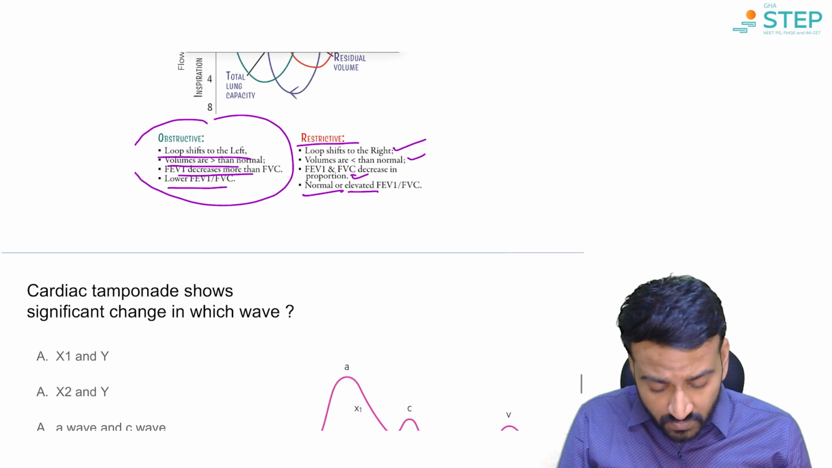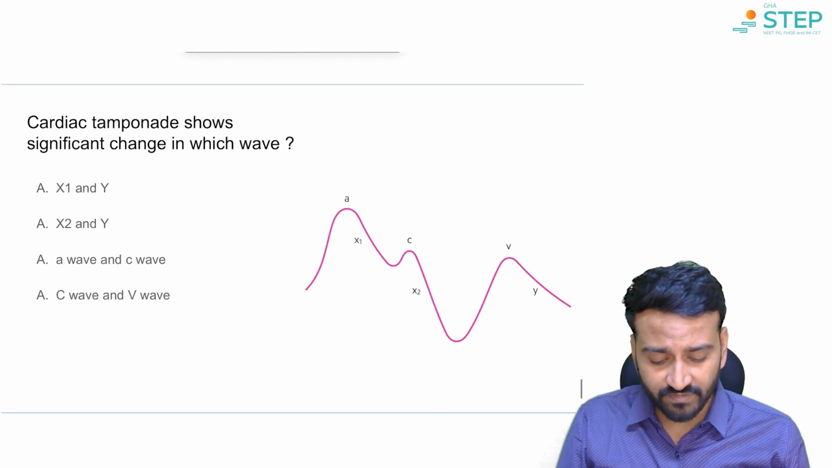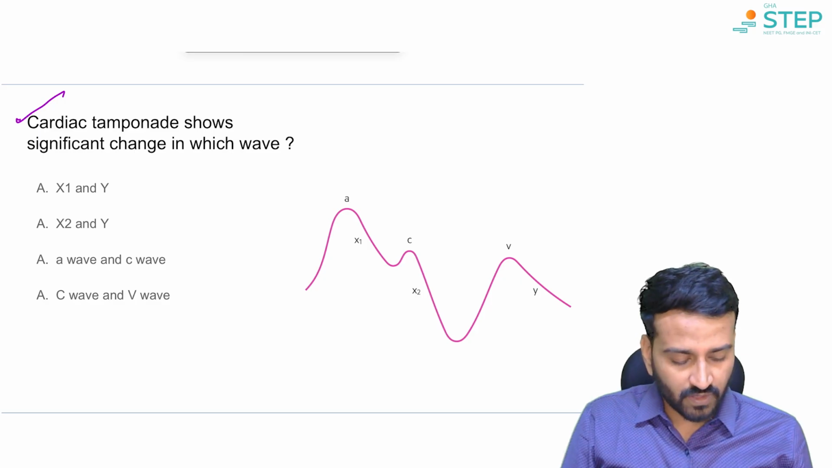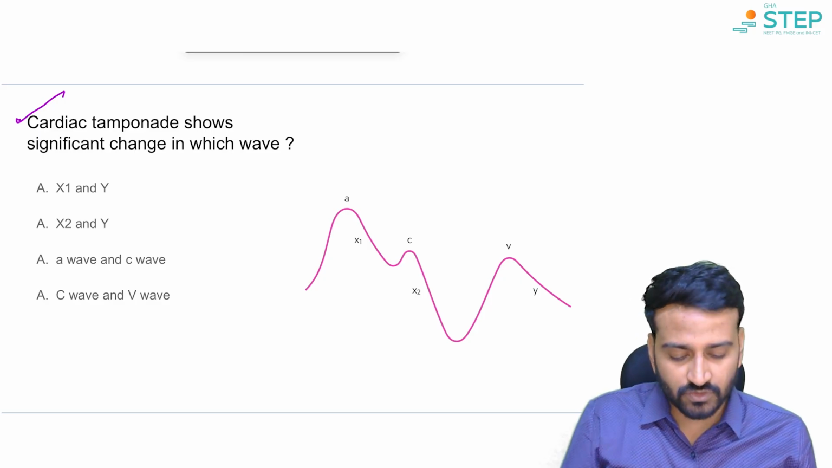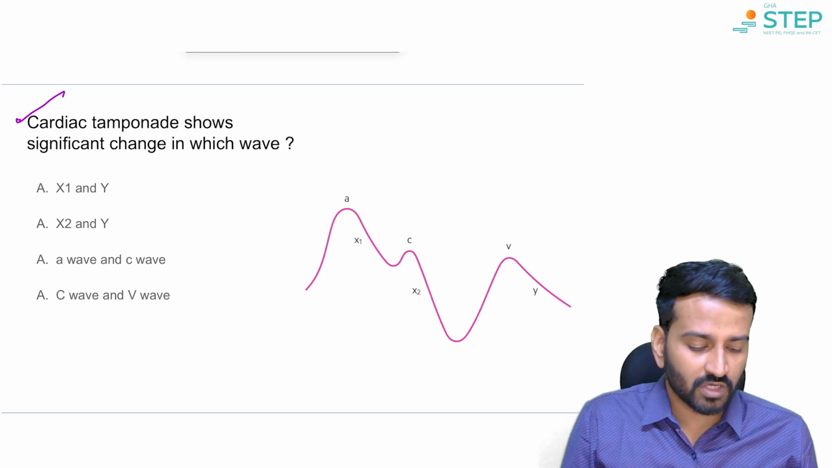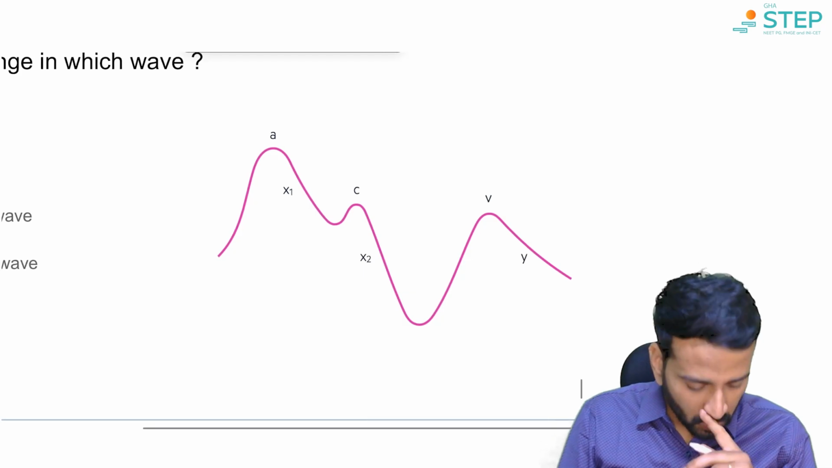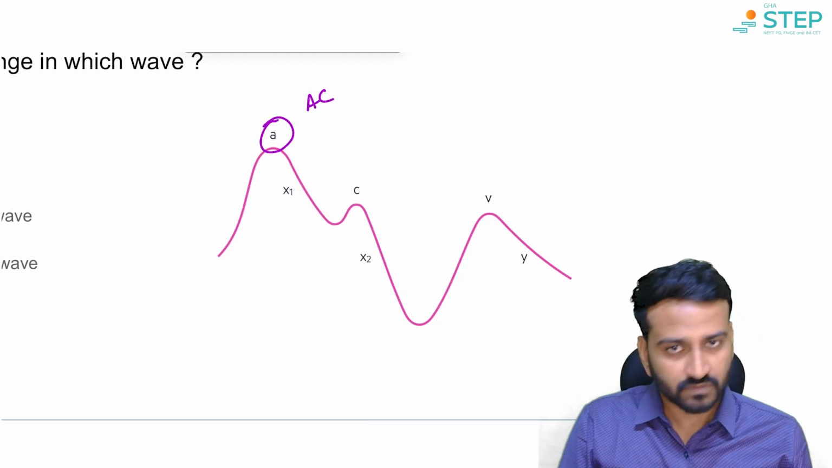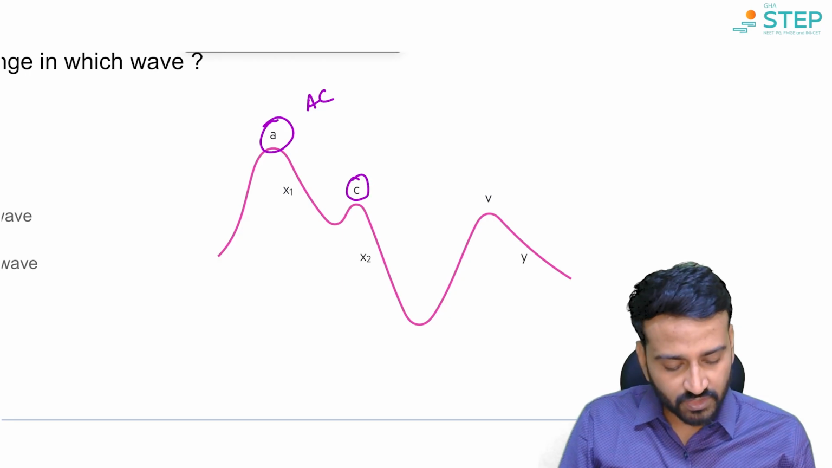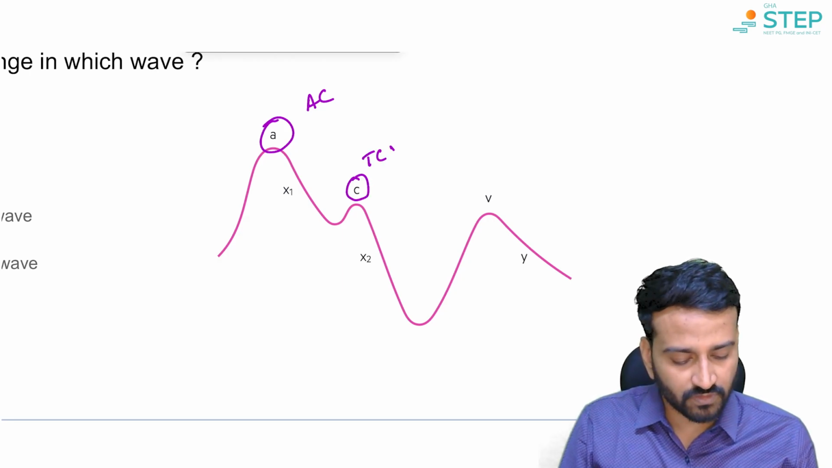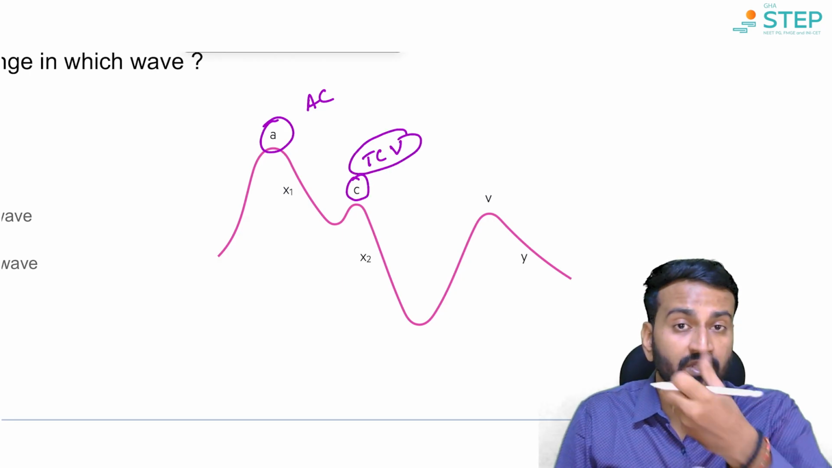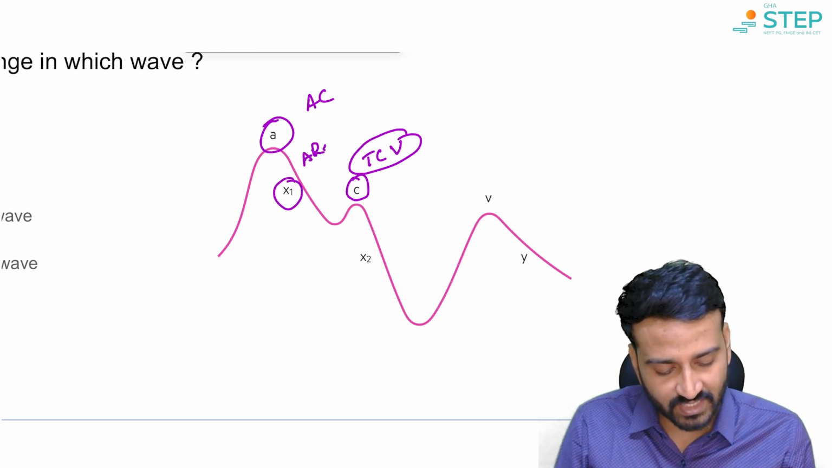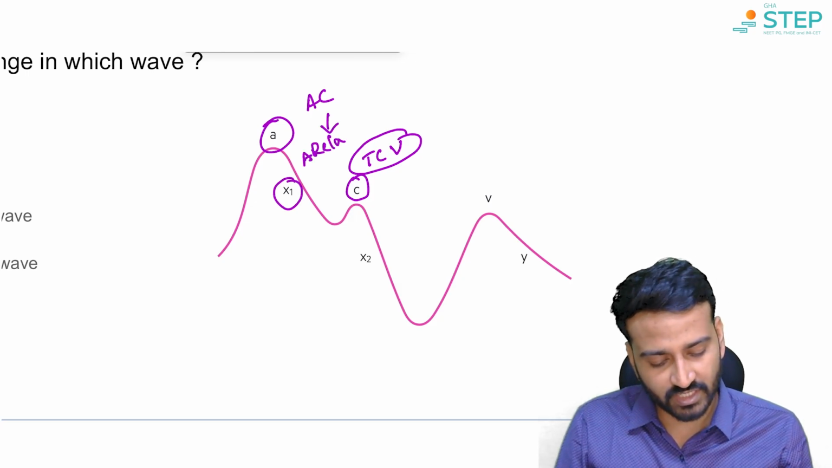Cardiac tamponade shows significant change in which wave? Before knowing which waves will change in cardiac tamponade, you should know what these waves are. This A wave is for atrial contraction. C wave is due to bulging of the tricuspid valve into the atrium when there is contraction of the ventricle. X dash is due to atrial relaxation after atrial contraction.